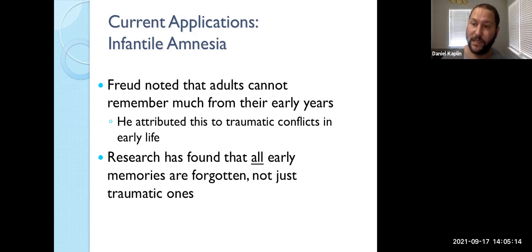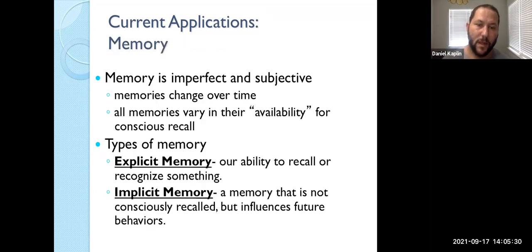Now, Freud suggested that it's due to trauma, but that's not true. Infantile amnesia happens virtually for all of our memories before the age of 3 due to synaptic pruning and programmed cell death in the brain. Now, memory is imperfect and it's subjective, right? It's based on our conscious recall.